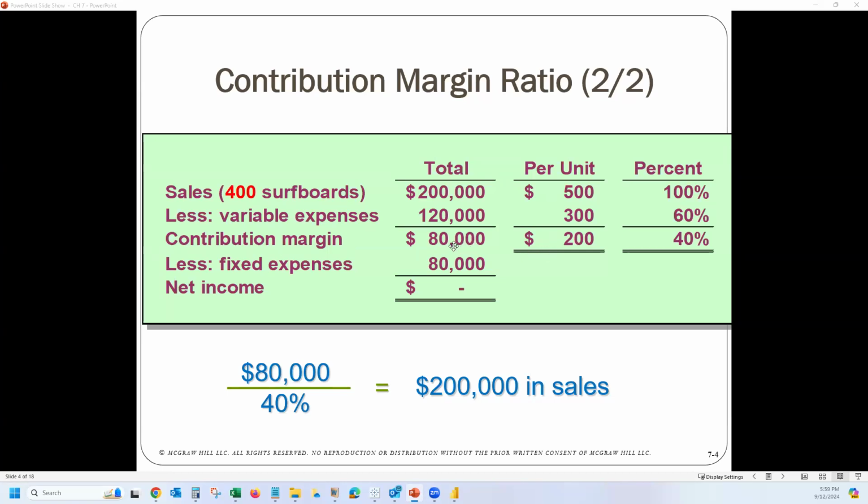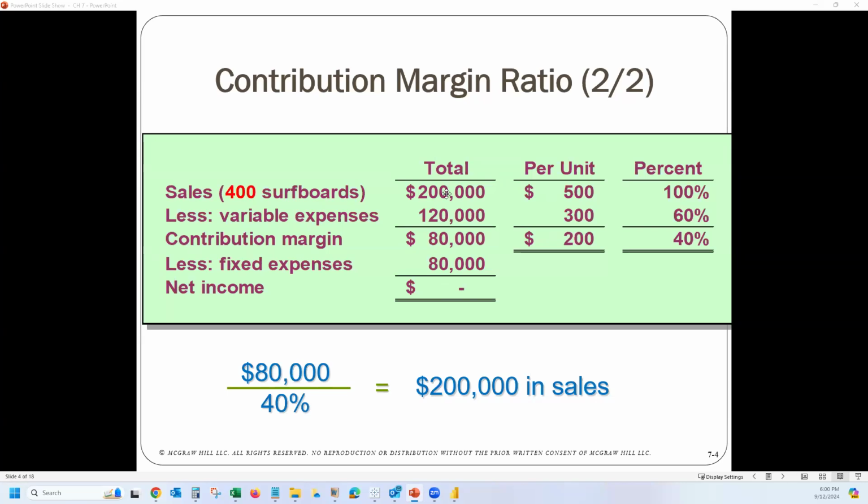Right here, we could see that the fixed cost is 80,000, and then the contribution margin is 80,000 as well. So when we minus the fixed cost from the contribution margin, the net income is zero. At this point, we'll say the company breaks even. In other words, at sales revenue of $200,000, the company will break even.